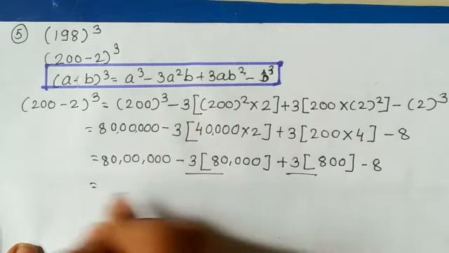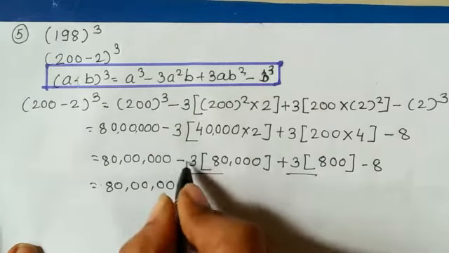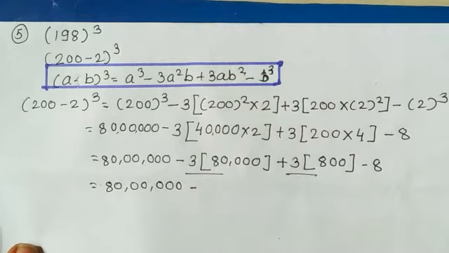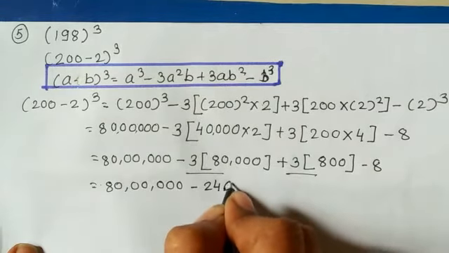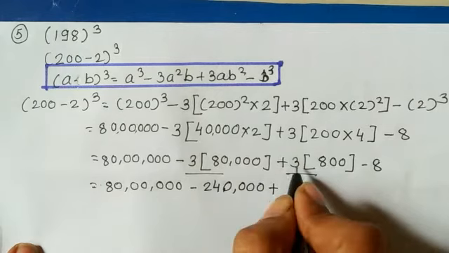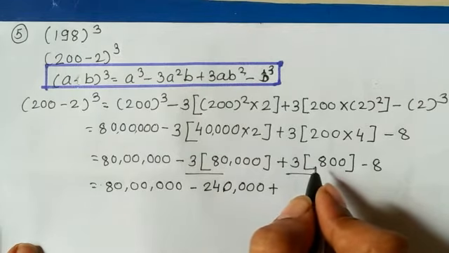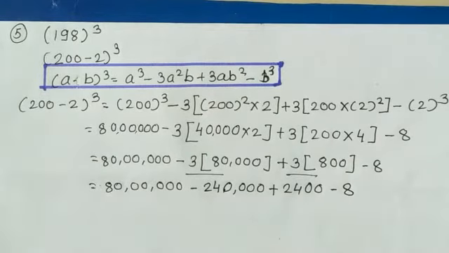Let's solve this now. 80 lakh minus 3 into 8, 3 8s are 24, and the 0 0 0 will be as it is. So the 2,40,000 plus 3 into 8, again 24, 300 minus 8. Now everywhere we are getting the digits.